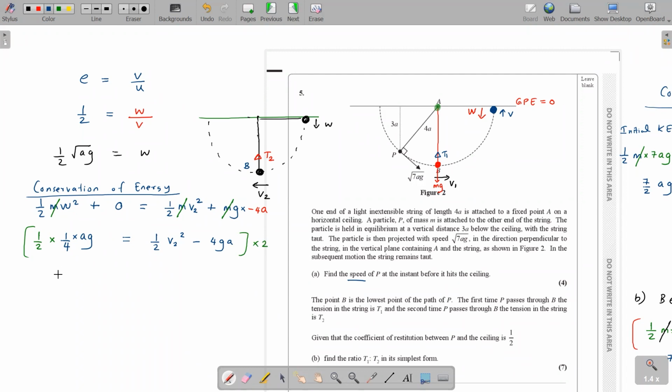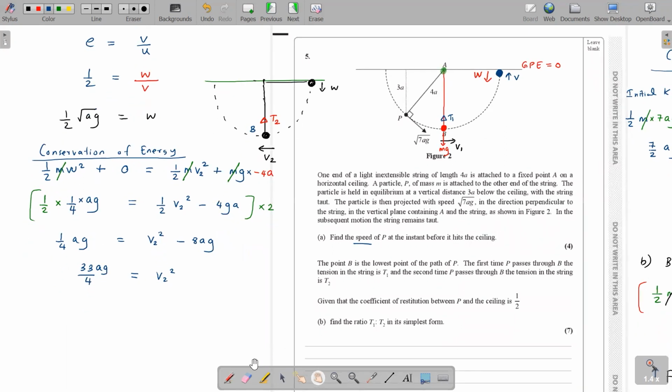So I get here 1 over 4 AG equals V2 square minus 8AG. 1 over 4 AG plus 8AG, what is the V2 square value? 1 over 4 plus 8 AG. How much? 33AG over 4. Yes. So this is V2 square. Now what do we do? Now again apply F equals MA towards the center.